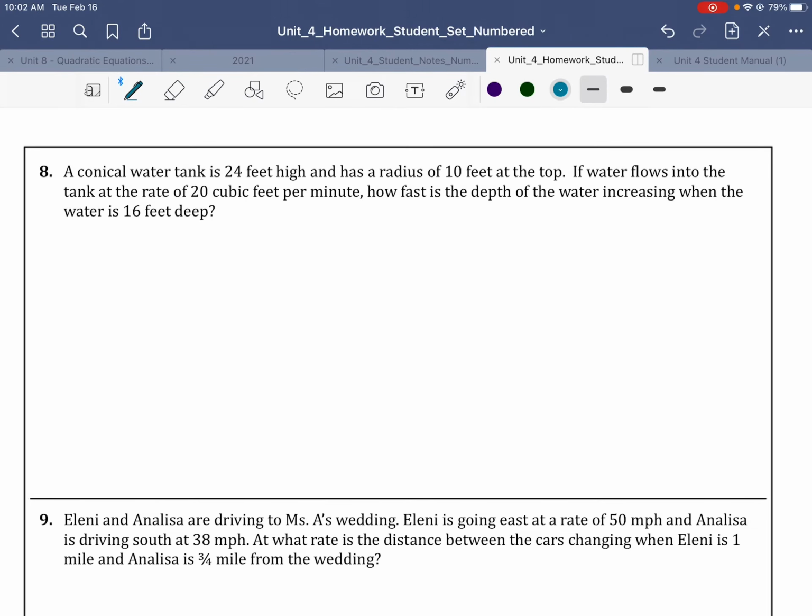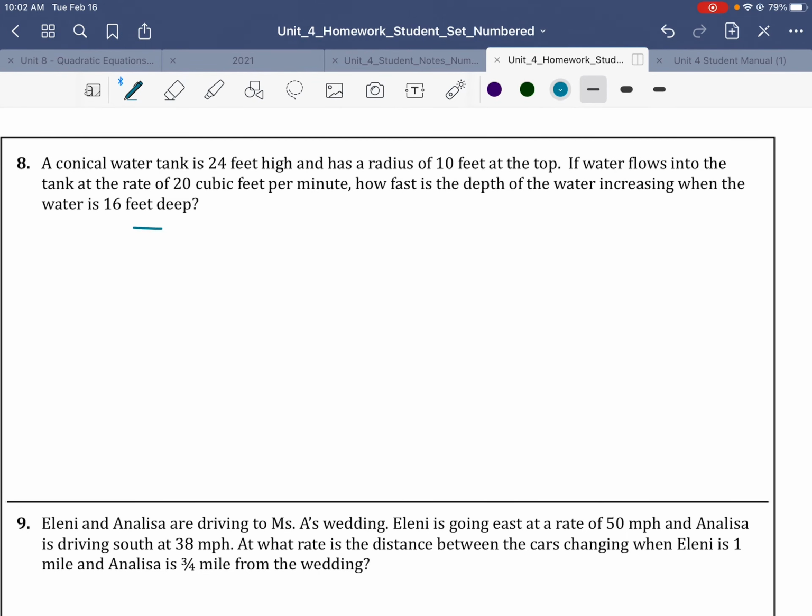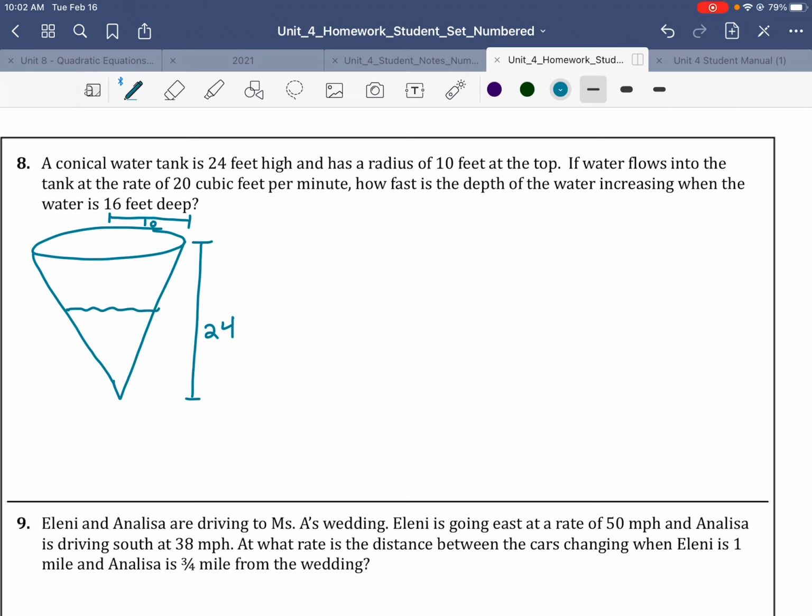Okay, so number 8, it says we've got this conical water tank. All right, and they tell us that it's 24 feet tall. Okay, and it's got a radius of 10 feet. And it tells us that water flows into the tank at a rate of 20 cubic feet per minute.